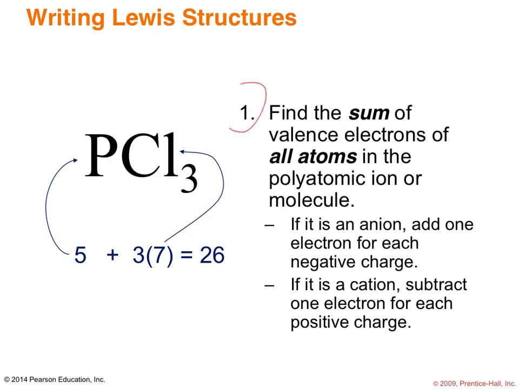Step 1 is count up the total number of valence electrons for every atom in the molecule you're trying to draw a structure from. You have to remember the valence electrons for each atom in order to do this.